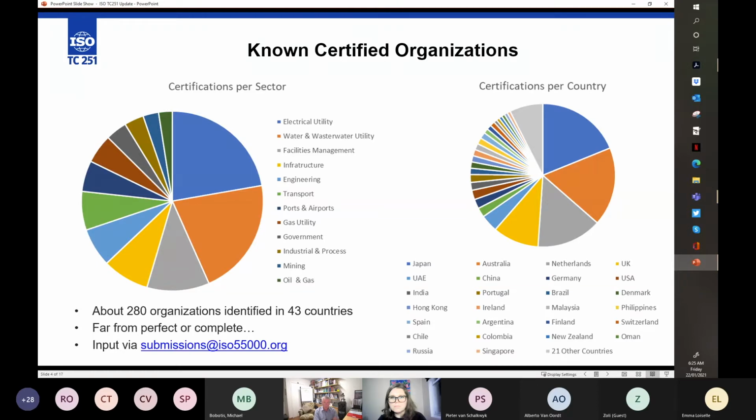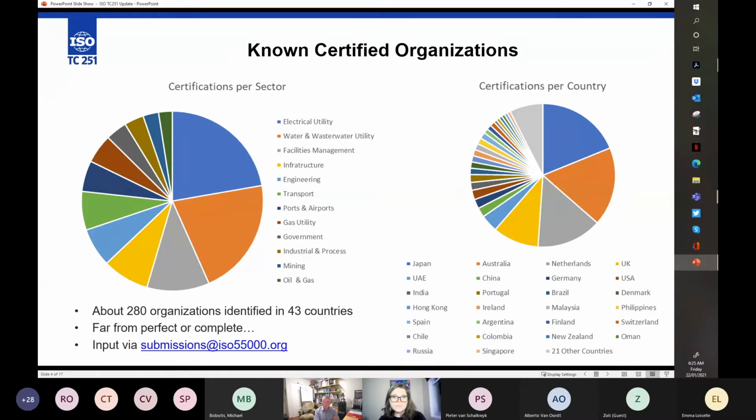You can see the distributions there. So predominantly the certification sector has been in the utilities area, and transport has been a big group that's picked this up. Mining and oil and gas less so, although we are starting to see a bit more interest from some of the big players in that now.